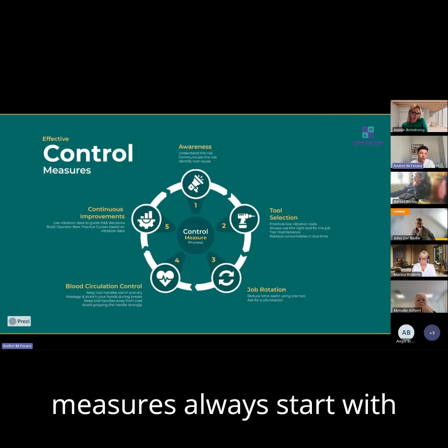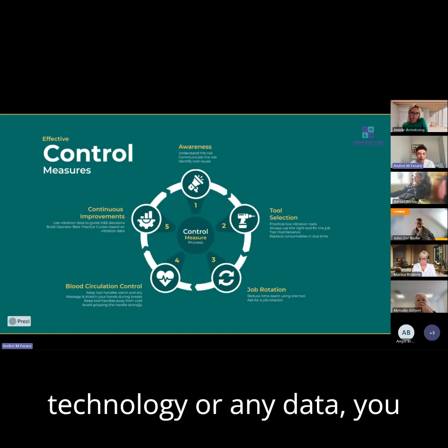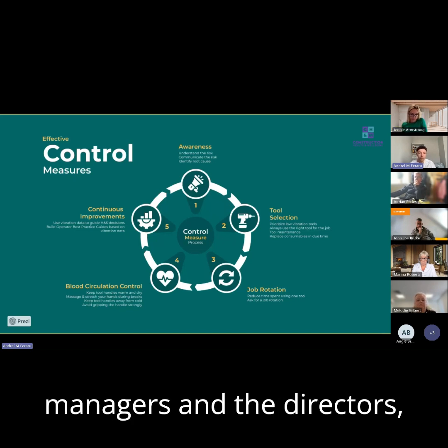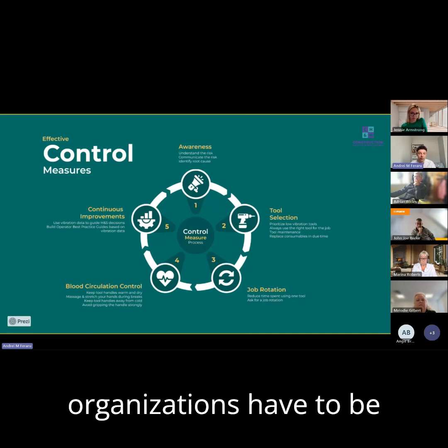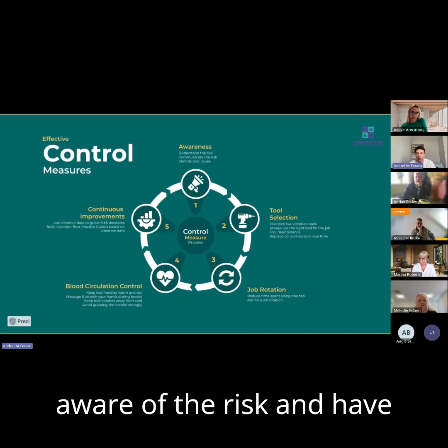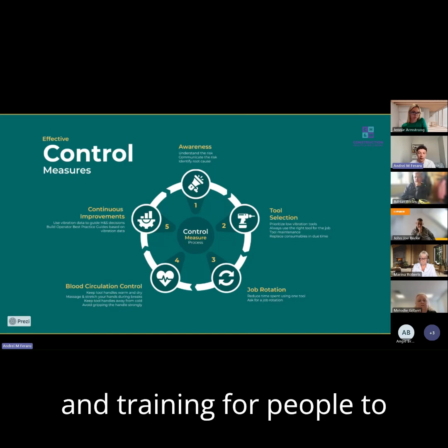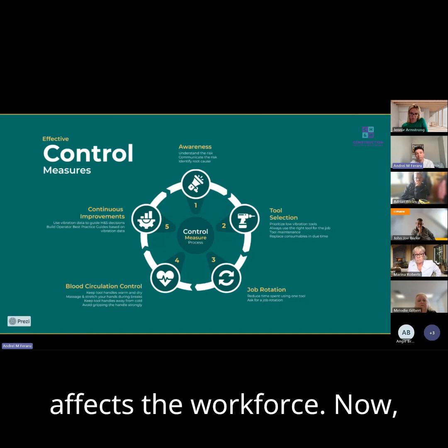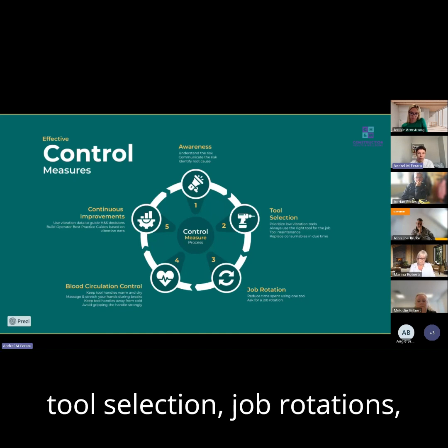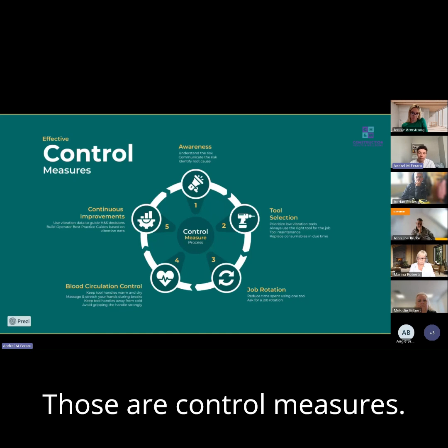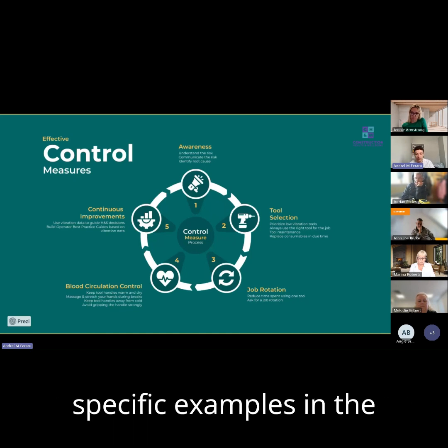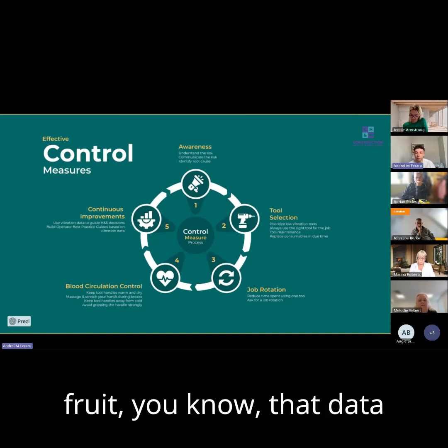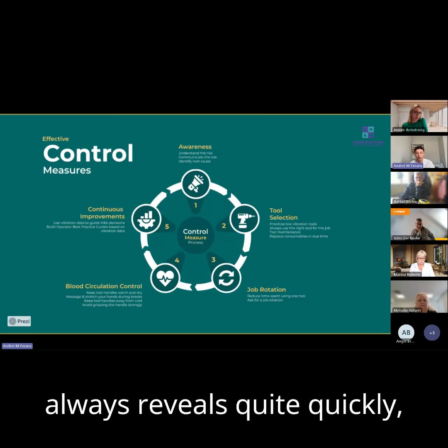And control measures always start with awareness. So even before any technology or any data, you need to make the workforce aware of the problem. The managers and the directors, so all levels of the organizations, have to be aware of the risk, and have the documentation and training for people to understand what HAVS is and how it affects the workforce. Tool selection, job rotations, those are control measures. I'm going to go through a few specific examples in the hierarchy of controls, but those are essentially the low-hanging fruit. That data always reveals quite quickly.